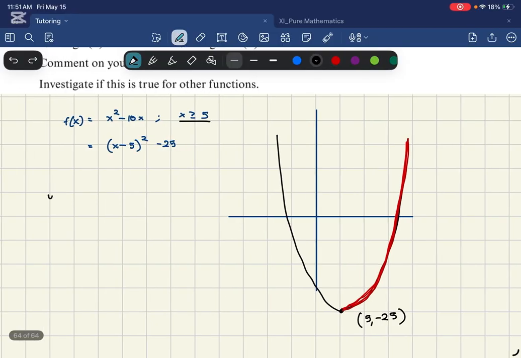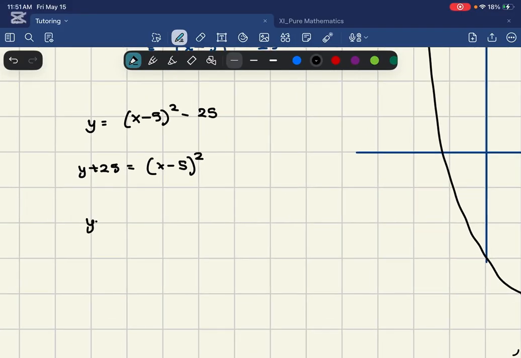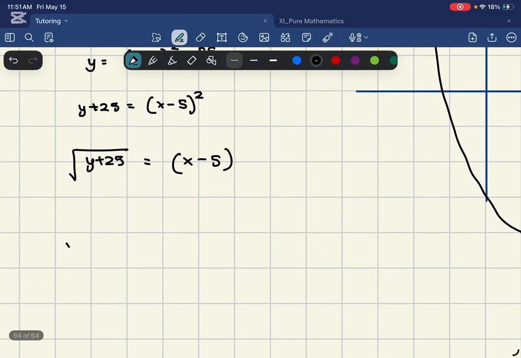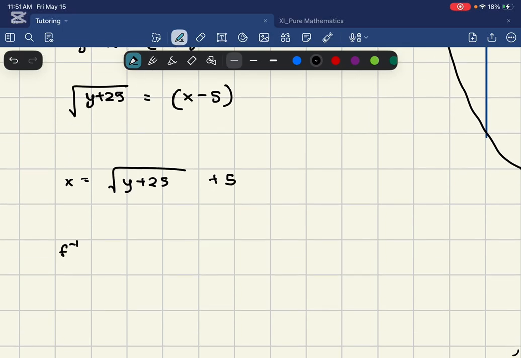So now we want to find an expression for the inverse function. To do so, we'll just use our usual method. So y plus 25 is x minus 5 squared. And now y plus 25, if I take the square root, is going to be x minus 5. And then finally, x is going to be the square root of y plus 25, plus 5. And therefore, f inverse of x is going to be the square root of x plus 25, plus 5.